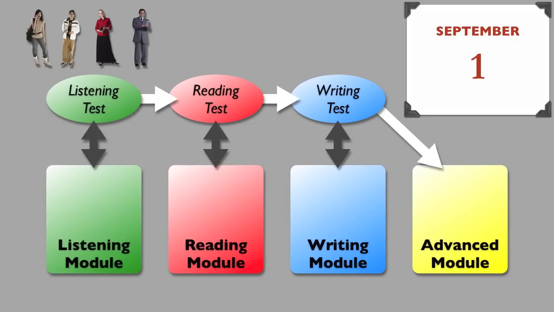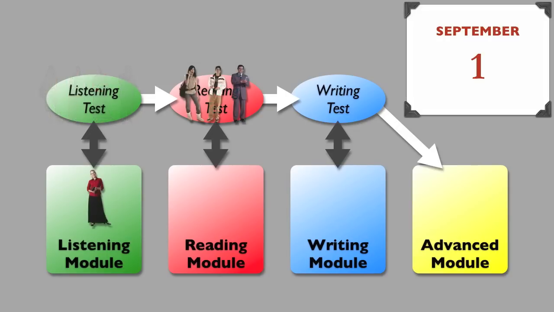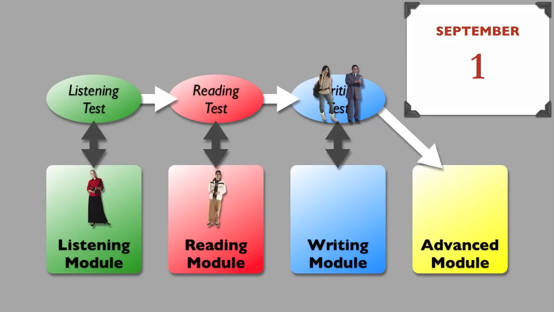Let's watch a sample of new students going through the placement process at the beginning of a semester on September 1st in our example. First, the students take the listening test. Those with scores below the low intermediate level are placed in the listening module. The rest go on to take the reading test. Those with scores below the intermediate level on the reading test are placed in the reading module. The rest go on to take the writing test. Those with scores below the high intermediate level on the writing test are placed in the writing module. The rest go on to the advanced module.